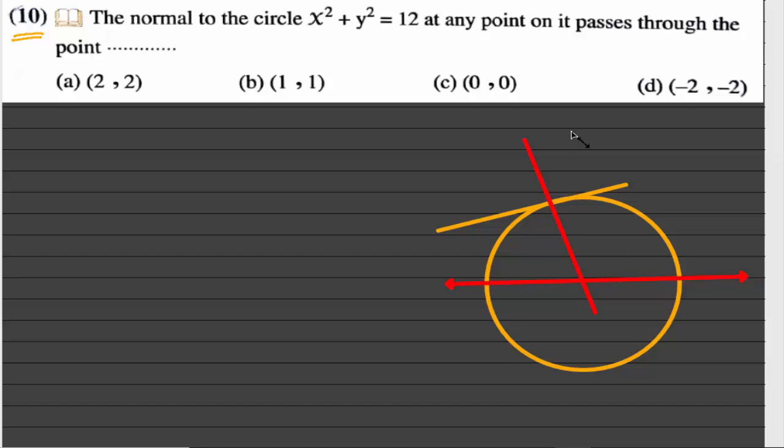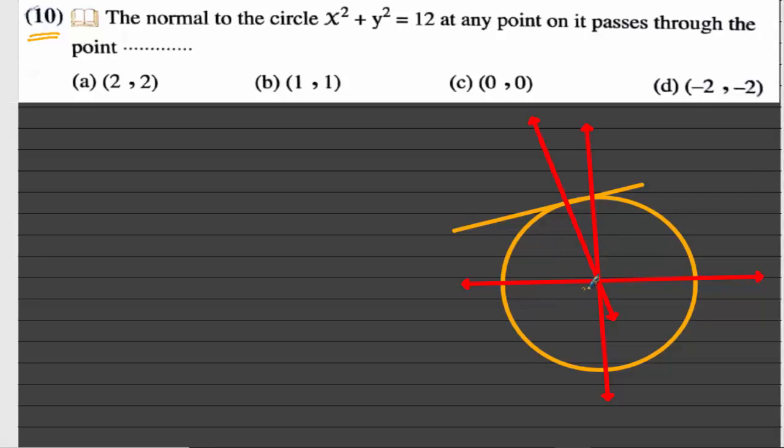Here is the x-axis and y-axis. So the normal here will pass through the origin point. That's because if here is the origin point, and here is a tangent, the normal to the tangent will be perpendicular to it. And from here you can determine the length of the radius of the circle here.